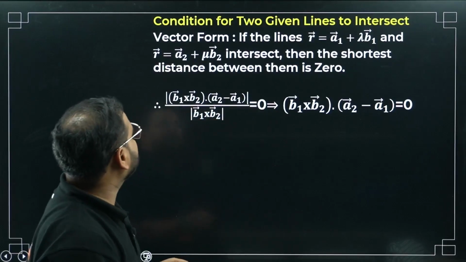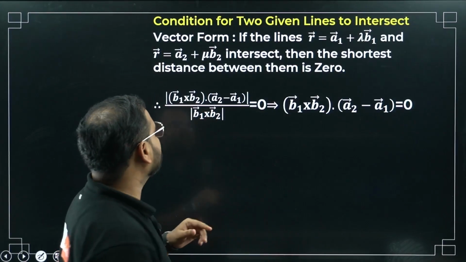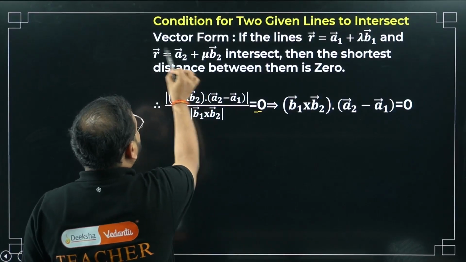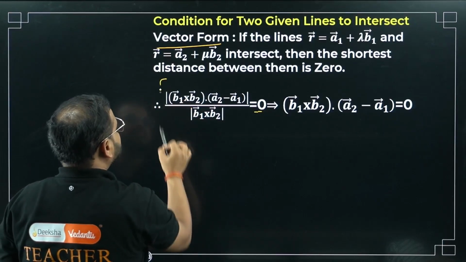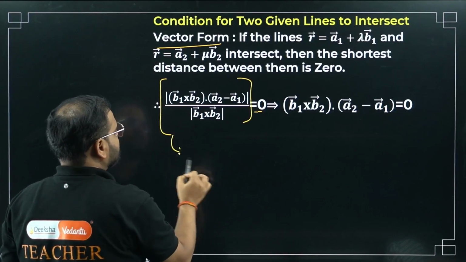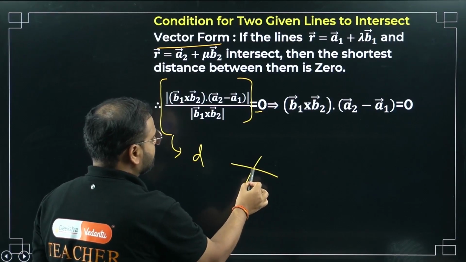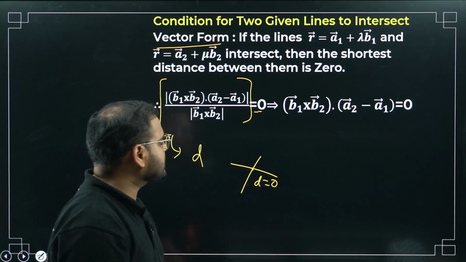Okay, condition for two given lines to intersect. What happens? Intersect means not parallel, so this will be what? Check here, bacha, in vector form. This is a vector form, right? If you remember this, what is this formula for? This represents, sir, the shortest distance d. If they are intersecting, what is the distance? Shortest distance is 0, sir. Intersecting, right? Shortest distance is 0.